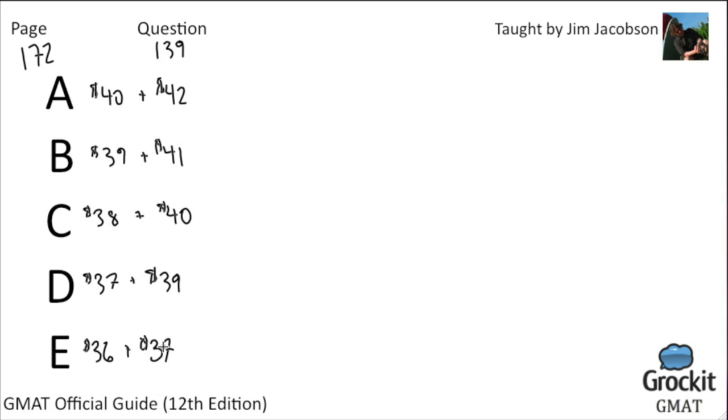On the real GMAT, I definitely do not recommend, unless it turns out to be extraordinarily helpful for you, writing out all the answer choices again. It is useful to write out A, B, C, D, E so you can cross off answers you've eliminated, but actually writing this out is something we're doing just for the purposes of a broadcast.